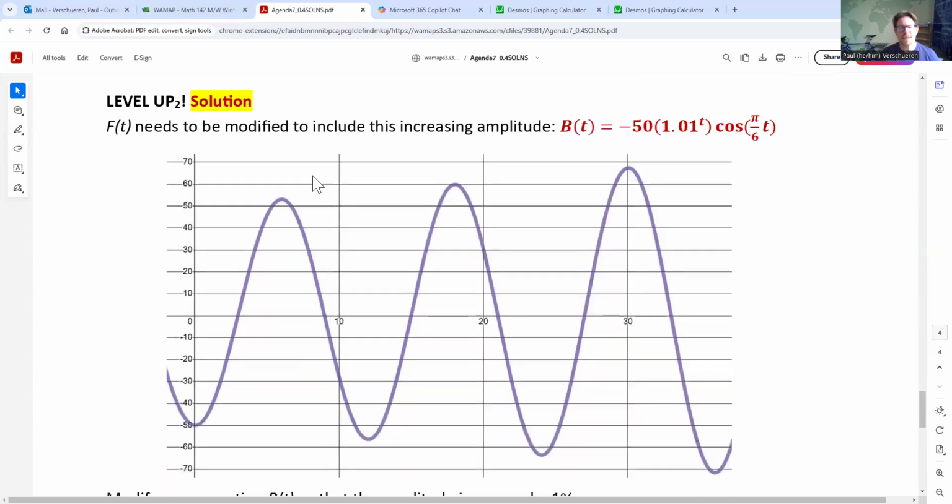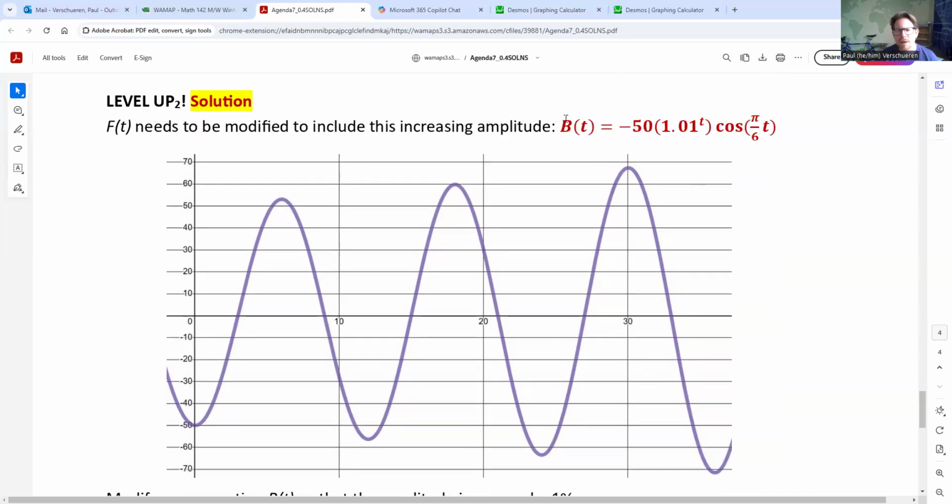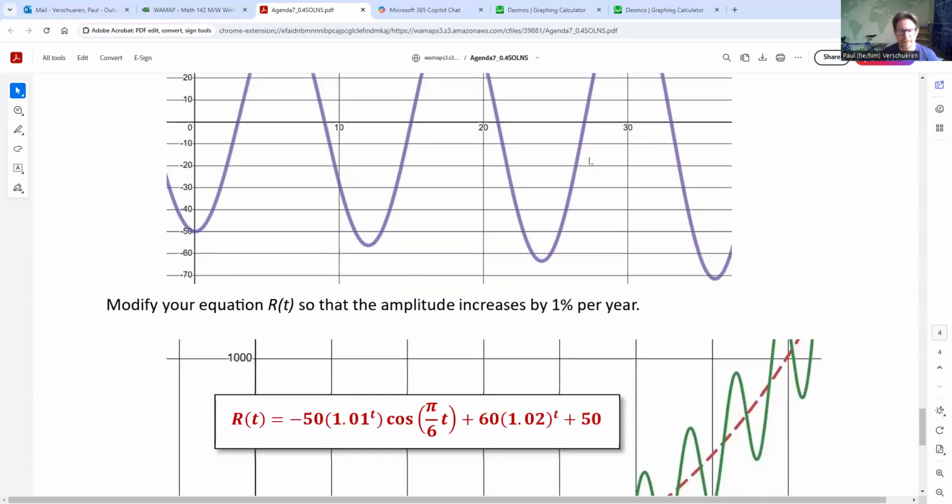So what we're showing here is this, just in order to change that, to have that added growth, if we just throw in this 1.01 to the power of t, and when it multiplies by that negative 50, it makes that 50 become a little bigger and a little bigger and a little bigger over time. Everything else about that equation is the same. And you can see the effect over 30 something months, over about 3 years, you can see the amplitude getting bigger and bigger. And if we just replace our f of t, our fluctuation function, oh, I think I called that b of t. It should be f of t, the fluctuation. I'll change that and update it.